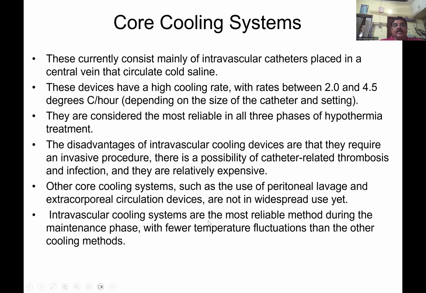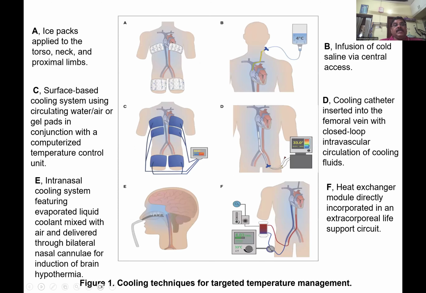Intravascular cooling systems are the most reliable methods during the maintenance phase also, with fewer temperature fluctuations than the other cooling methods. So the intravascular cooling system is ideal for induction and at the same time the maintenance phase also. These are all the different systems you can see here: ice packs applied to the torso and limbs, and infusion of cold saline, and this is surface system cooling, and here cooling with the use of catheters, and intranasal cooling also here, and a heat exchanger module directly incorporated into the extracorporeal life circuits. This is a heat exchanger.